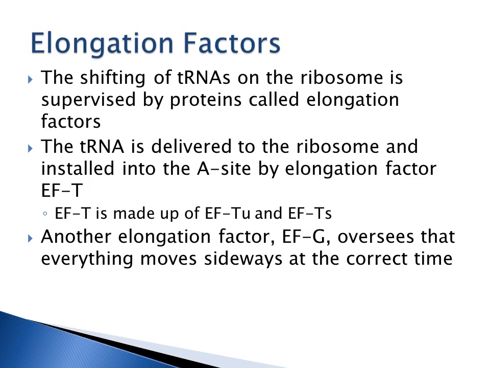There are elongation factors. So the shifting of the transfer RNA on the ribosome is supervised by elongation factors. So that transfer RNA is delivered to the ribosome, binds into that A site by elongation factor T. Elongation factor T is made up of elongation factor TU and elongation factor TS. Another elongation factor G oversees that everything is moving properly.